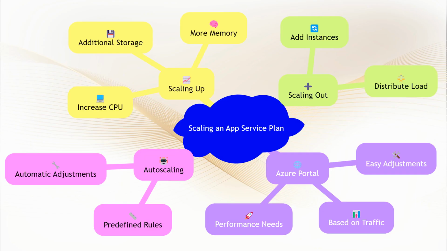Scaling an app service plan can be done in two ways: scaling up and scaling out. Scaling up involves increasing the instance size to provide more CPU, memory, and storage. Scaling out involves adding more instances to distribute the load. Azure makes it easy to scale your app service plan through the portal, allowing you to adjust resources based on traffic patterns and performance needs. Auto-scaling can also be configured to automatically adjust the number of instances based on predefined rules.